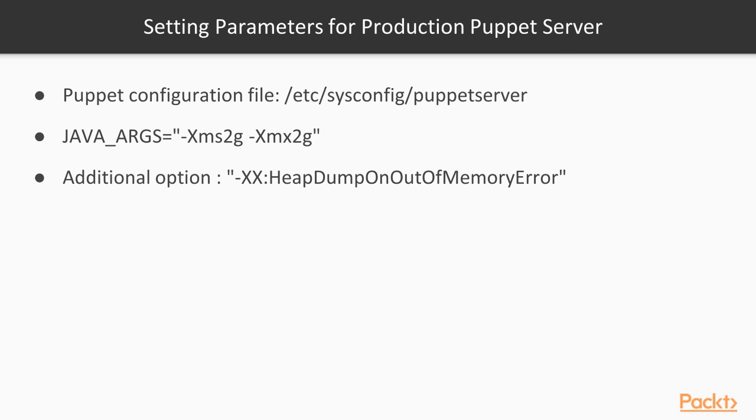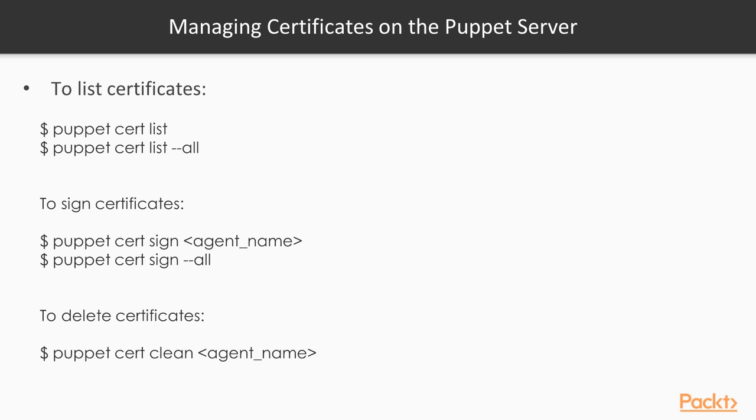Another option, the heap dump on out-of-memory error, can be configured, which causes the JVM to dump a memory snapshot of the time when an out-of-memory error occurs in the form of a .hprof file. This file can then be analyzed in different profiling tools to find out more about the memory consumption at the time of the error. Managing certificates on the Puppet server.